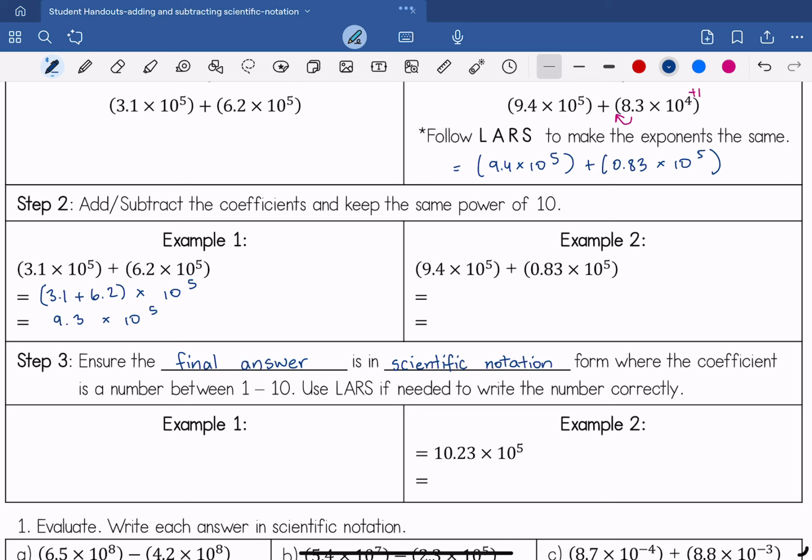Now let's look at example 2. We made the exponents the same, 5 and 5. So now we're also going to add the two coefficients, because there's an addition. So 9.4 plus 0.83 is 10.23.